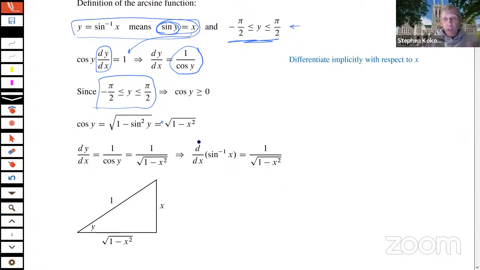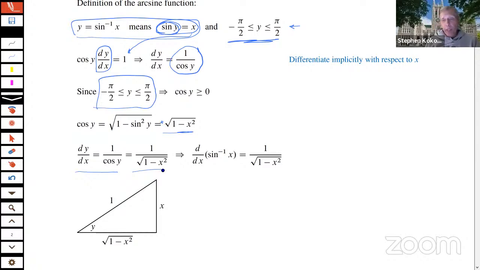And so now I'm going to put this all together. dy/dx is 1 over the cosine of y. I've got an expression for the cosine of y, and I'm done. I've just proved that the derivative of the arcsine is 1 divided by the square root of 1 minus x squared.